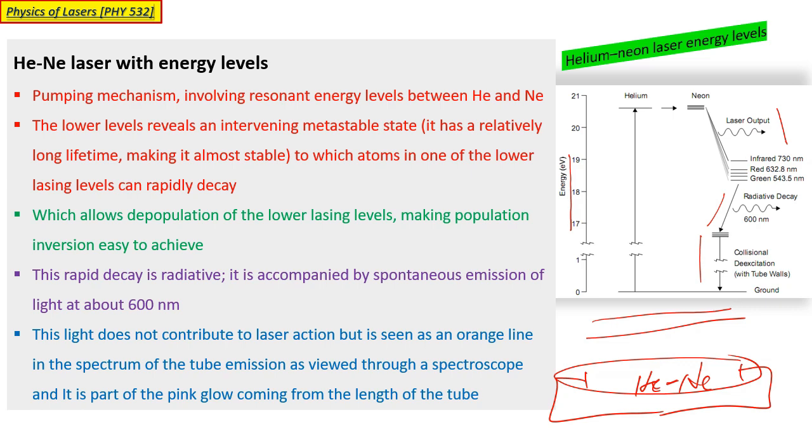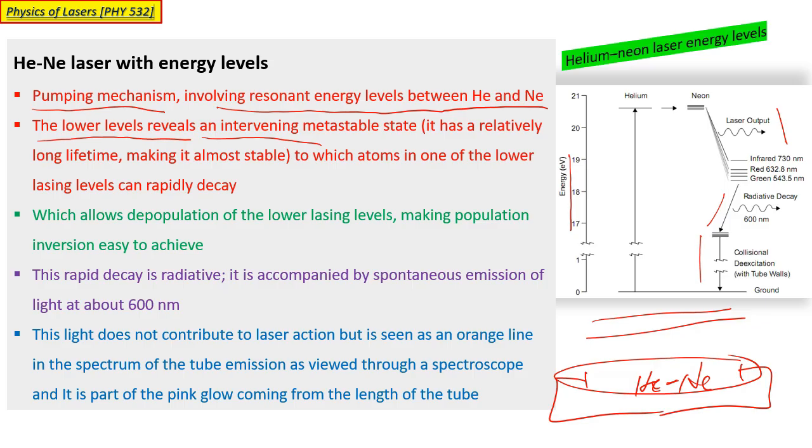So what exactly is happening here, the pumping mechanism here involves the resonant energy level between helium and neon. Okay, so then the lower levels here reveal an intervening metastable state. Okay, so this is actually the pump here, and this energy is transferred to the neon, and from here the lasing happens. It stays there, the population inversion is achieved here, and then the laser happens here.